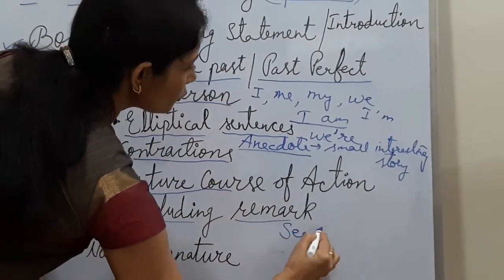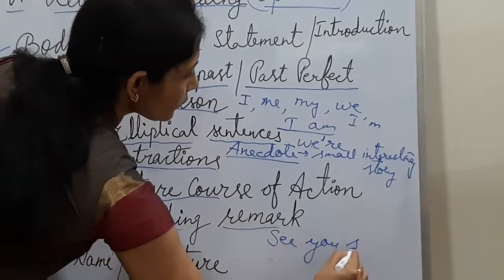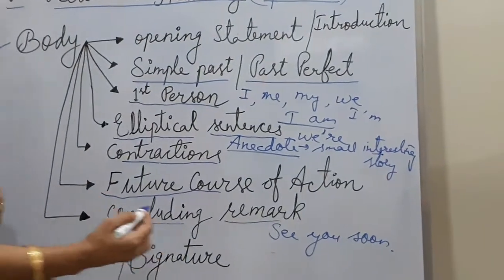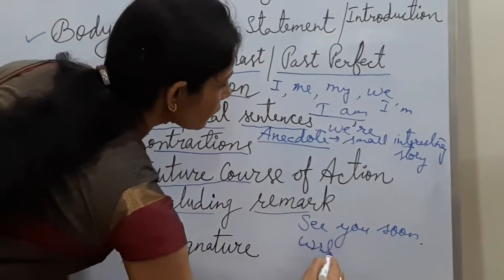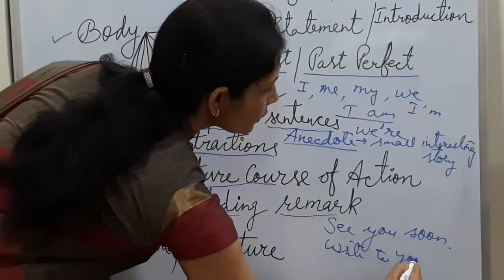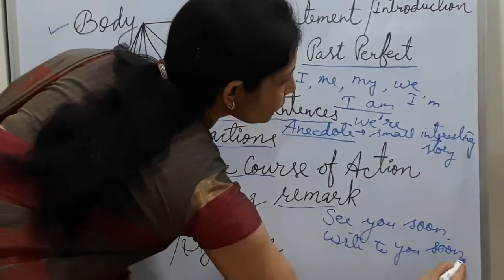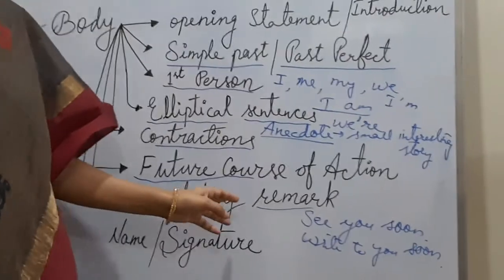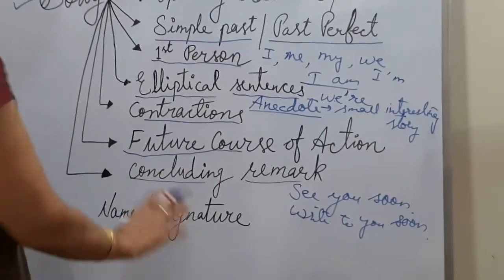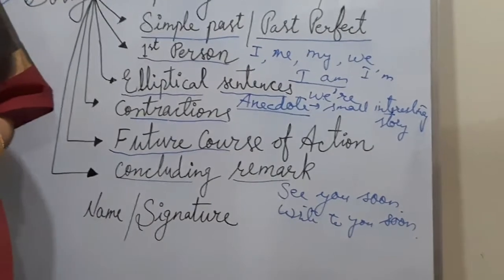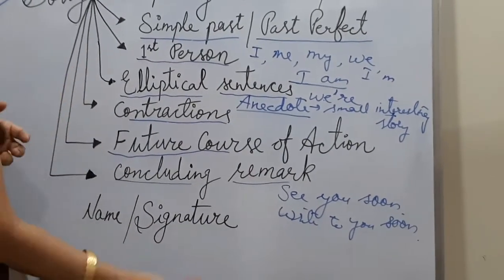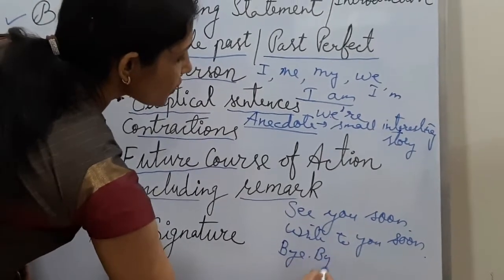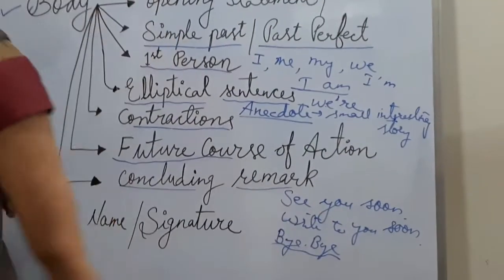So you can write "see you soon", or you can write "write to you soon", or you can write "it's time to go to bed". It's too late, it's now time to go to bed. So this way you can conclude, and some children used to write "bye bye" also, because the diary is your friend, so you can write "bye bye" also.